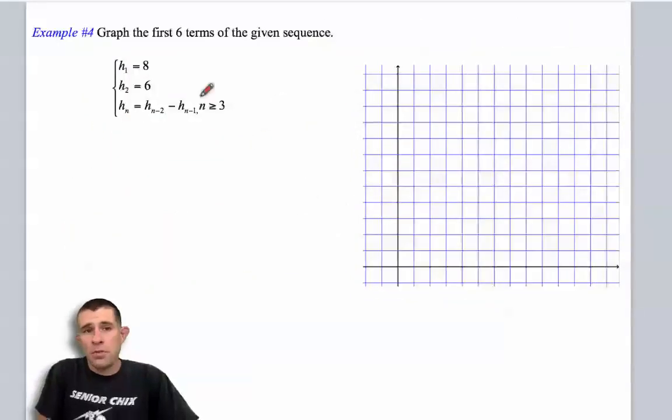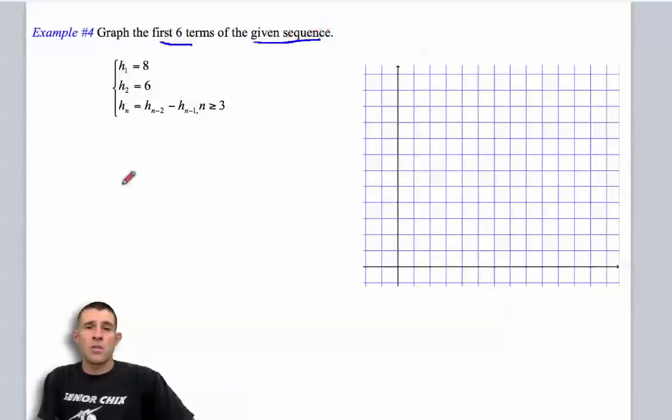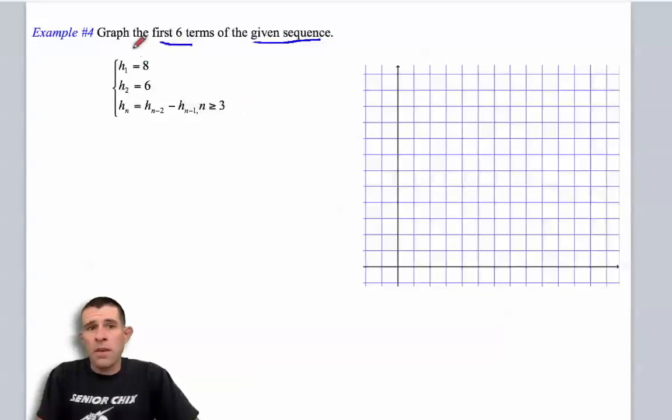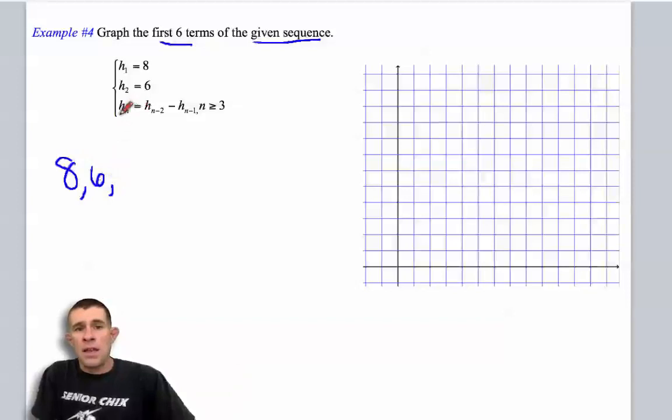Okay, in our final example for today, we are asked to graph the first 6 terms of the given sequence. So again, we're given a recursive formula. We have our first 2 terms, 8 and 6, and it says the next term can be found by taking the second previous term and subtracting the first previous term. All right, so in this case, I'm going to say that my third term will be equal to the first term minus the second term. So 8 minus 6 results in 2.